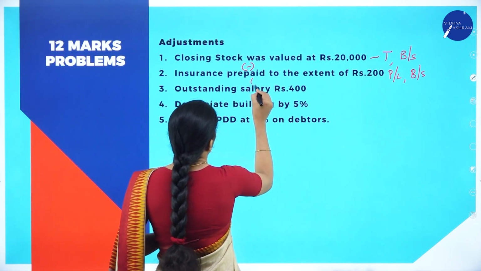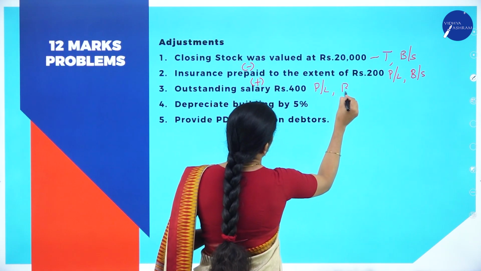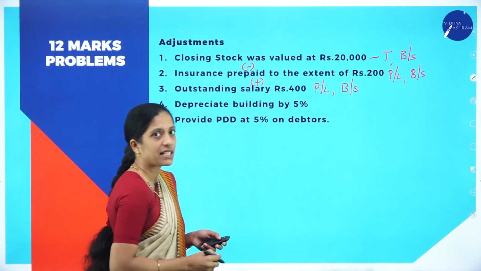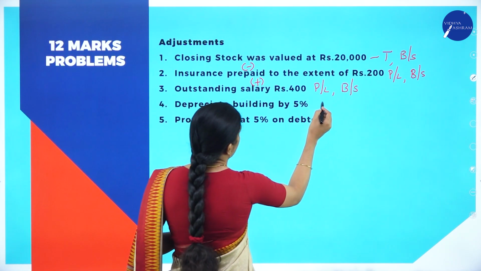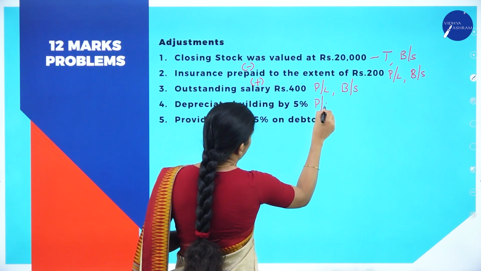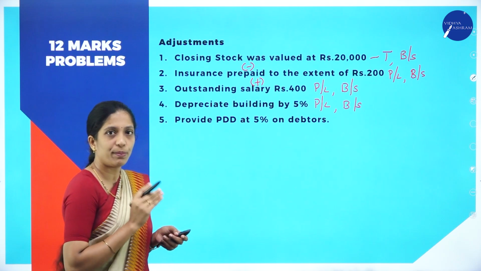Outstanding salary, you have to add to the salary that is in your P&L account. Next in the balance sheet, outstanding salary is a liability, so you have to record it in the balance sheet. Depreciate building by 5%, so you have to record it in your P&L account debit side, and in the balance sheet you have to deduct it from the respective building.